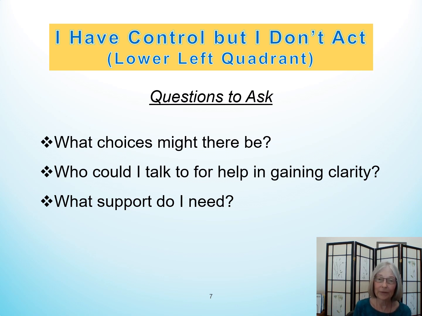Who could I talk to for help in gaining clarity? Maybe you have friends, family members, or neighbors who could give you ideas or tell you what they're doing, and that might be helpful. And then what support do I need? Maybe you need a partner, someone that would just call you, or you could call them and say, how are you doing with your exercise this week? But just consider what support you might need to stay accountable and to really make it a habit.